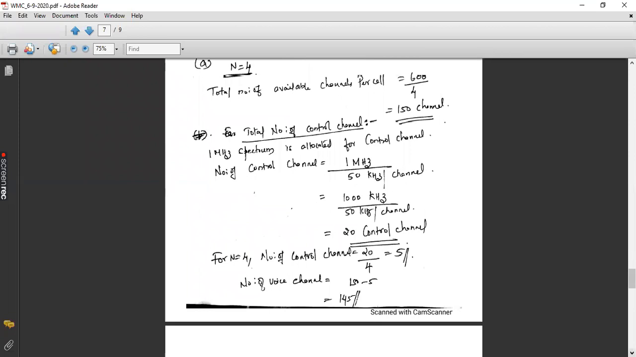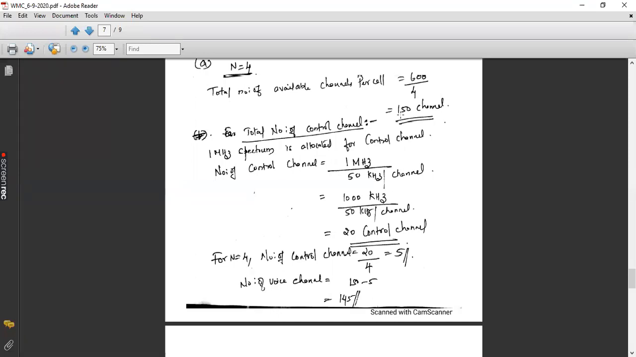This question is a very direct question where you have an equal or uniform distribution among all the cells. If you take all 4 cells in the one cluster, each cell will have 5 control channels and 145 voice channels, which are uniformly distributed. So there is no confusion. But that depends on the value of n actually. All the time, 600 divided by the n value need not necessarily be a whole number. Always you won't get a whole number.